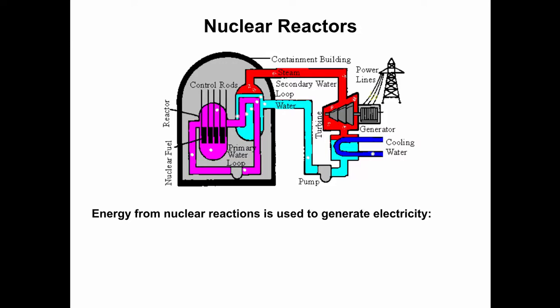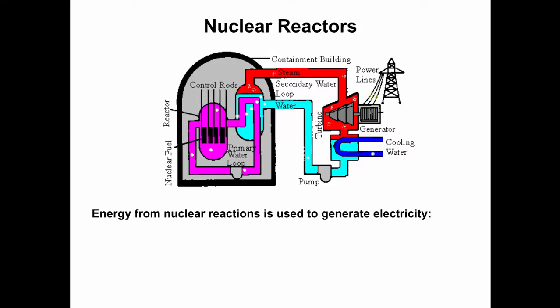And that water is circulated, right? And it's used to boil water in another secondary water loop, and that forms steam. And anything you can do that can create steam can turn a turbine, which generates electricity. Turbines take rotational energy and turn it into electricity.